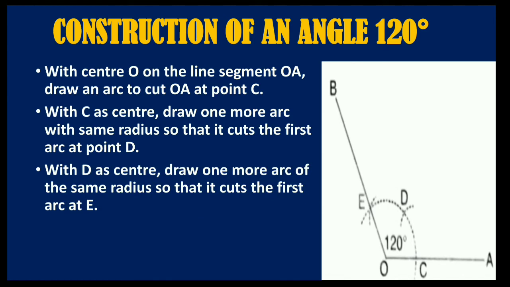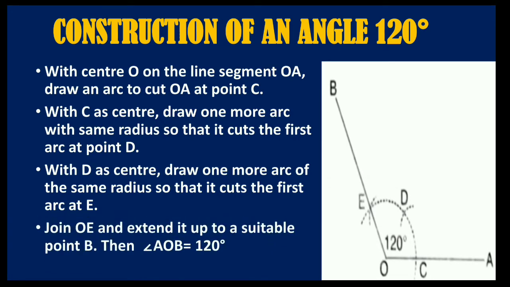With D as the center, draw one more arc of the same radius so that it cuts the first arc at E. And then join OE and extend it up to a suitable point B. And therefore AOB is 90 degree.